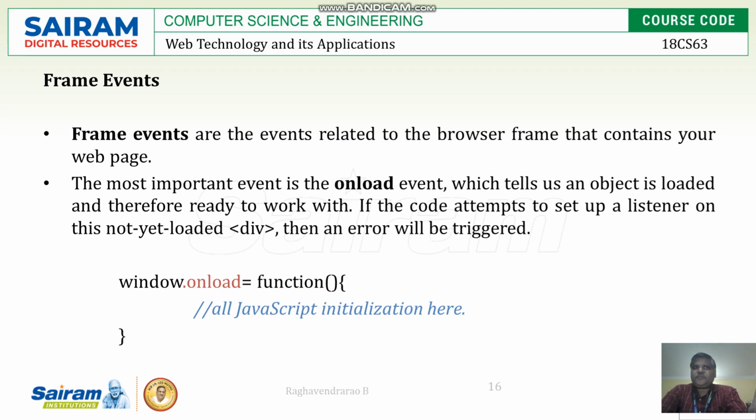Now frame events. Frame events are the events related to the browser frame that contains the web page. The first event is called the onload event. Whenever your program gets loaded, what should happen? A simple example: window.onload, the function is there. Whenever you start your laptop or computer, what should be seen on the first screen when it is completely loaded? You should see the desktop screen.